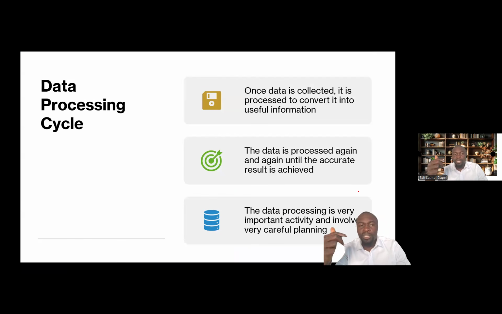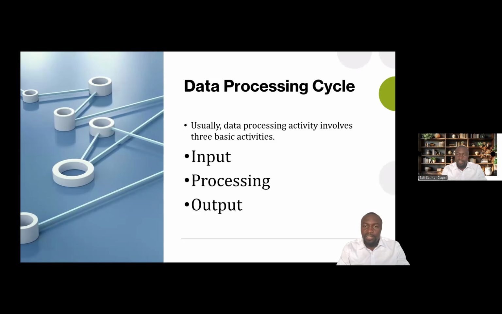That is data processing. Now, data processing has a cycle. Let's look at the cycle. It says once data is collected, it is processed to convert it into useful information. The data is processed again and again until the accurate result is achieved. So data processing is a very important activity and involves very careful planning. Okay, now, this is the cycle.